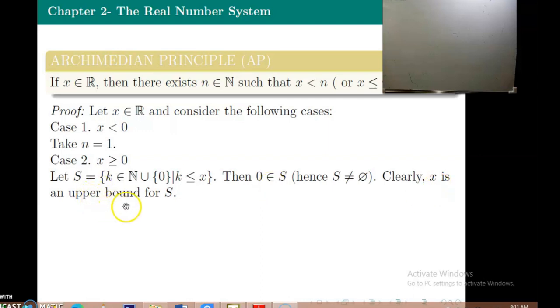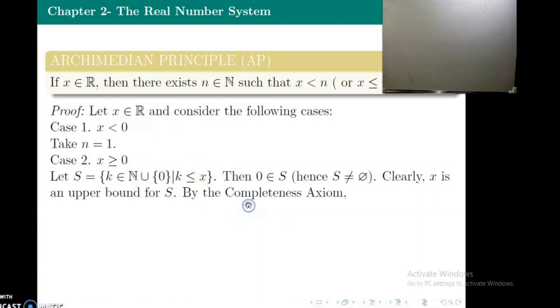So X is an upper bound for X. Okay, we have here the set S, the set of all elements K such that K is less than or equal to X. So clearly X is an upper bound for S. By the completeness axiom, of course, S has a supremum. If the set has an upper bound, it has a supremum. So say Y.